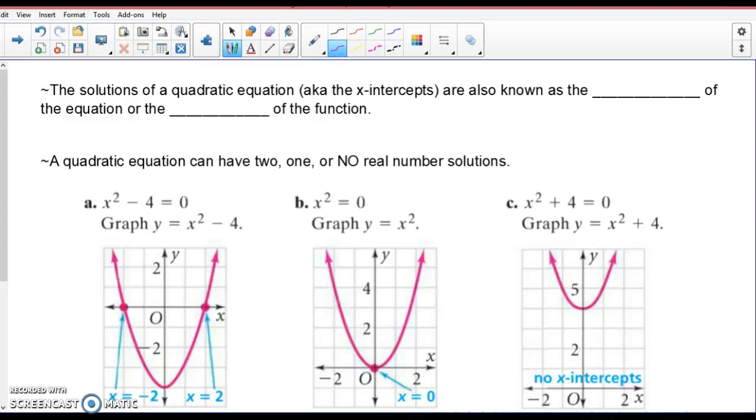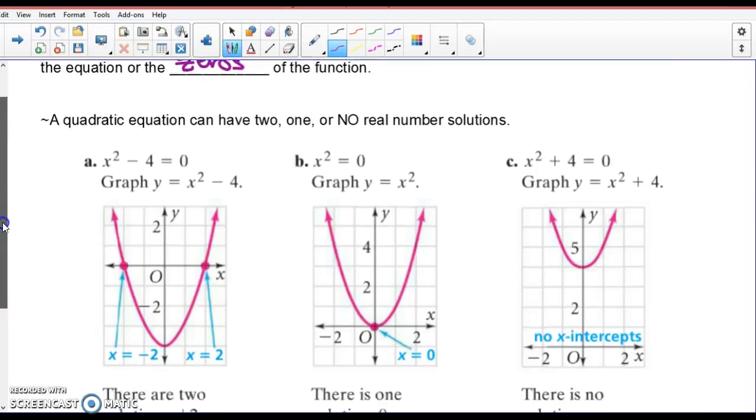All right. The solution of a quadratic equation, aka the x-intercepts, are also known as the roots of the equation or the zeros of the function. That sentence right there is huge to your understanding. When you are solving a quadratic, the solutions are known as the roots or the zeros. They are also the x-intercepts. It is where it crosses the x-axis.